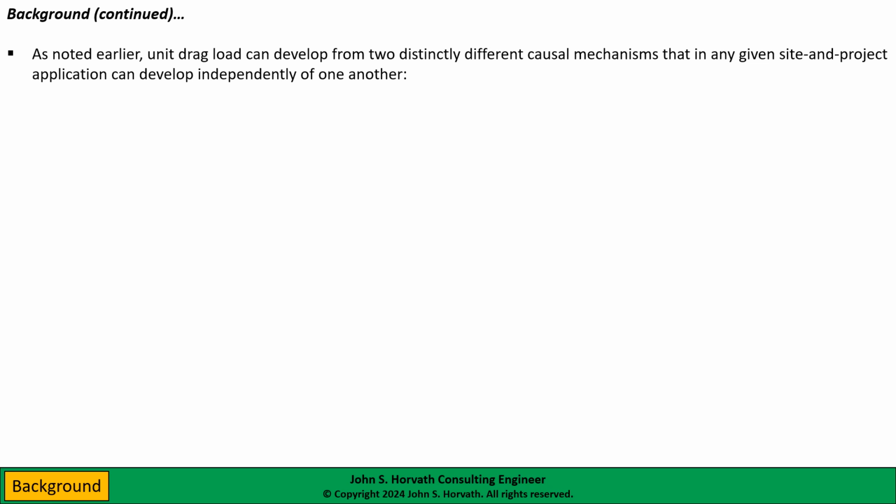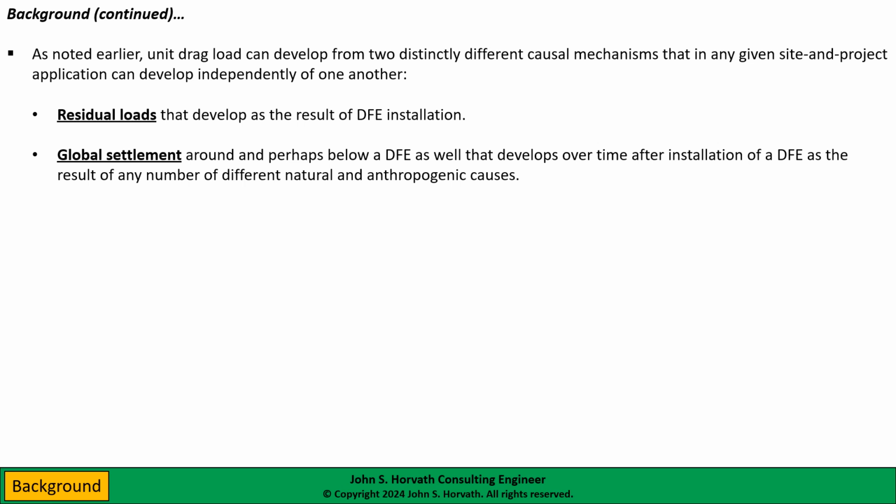Now, I noted earlier that unit drag load can develop from two distinctly different causal mechanisms that in any given project can develop independently of one another. So you can have either or both. You can have residual loads that develop as the result of DFE installation, and you can have global settlement around and perhaps even below a DFE as well that develops over time after the installation of a DFE.